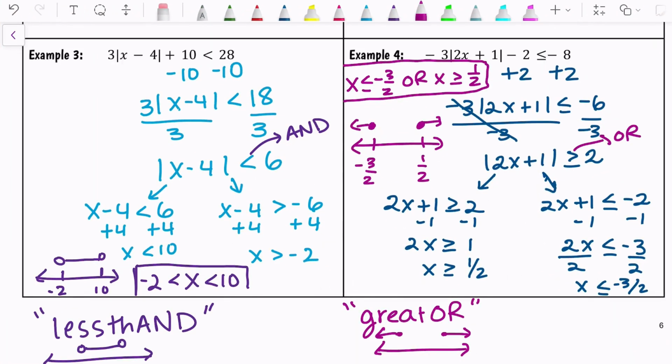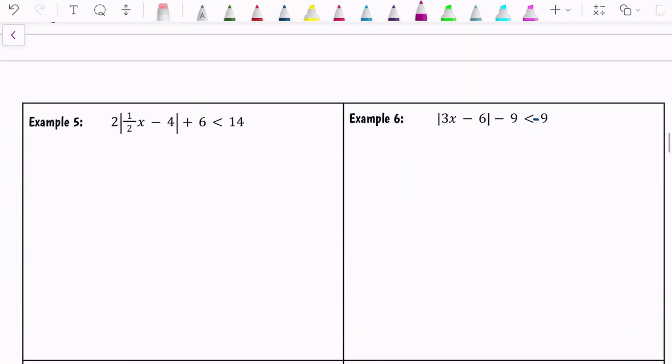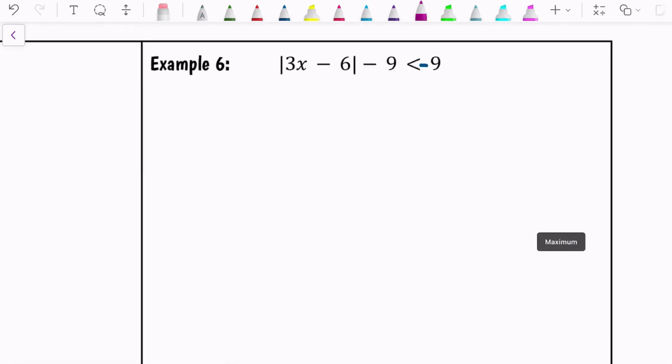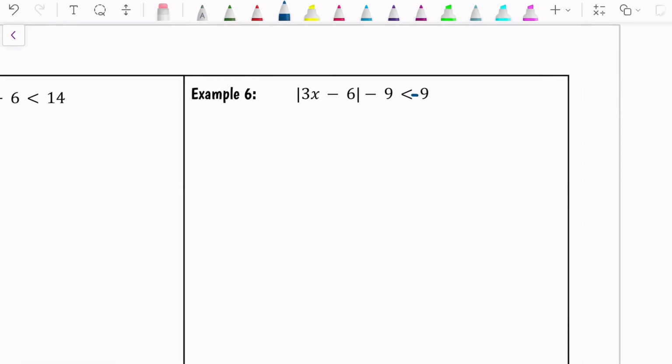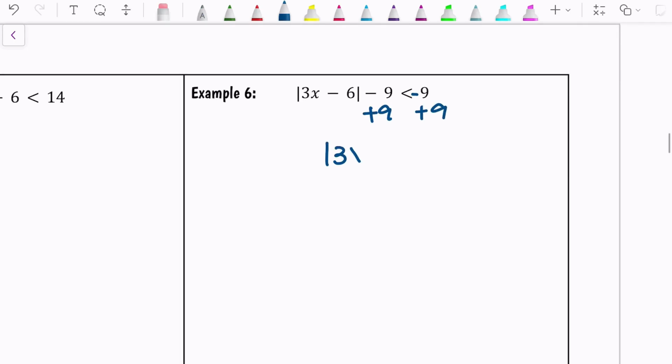All right, quickly I want to show you some other special scenarios that can happen. In example 6, I went ahead and edited this problem to be what I wanted it to be, so I needed to add a negative sign there. So I'm going to add 9 to both sides, and I get that the absolute value is now less than 0. Well, absolute values are always positive, so it's not possible for it to be a negative, and a negative is less than 0, so this is not possible, so we'd say no solution. So anytime you end up with less than 0, it's no solution.